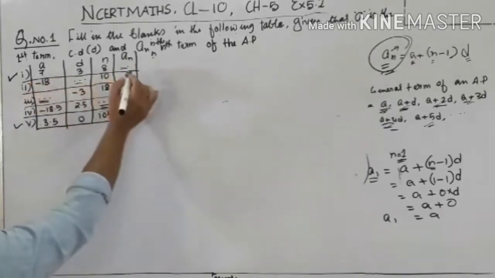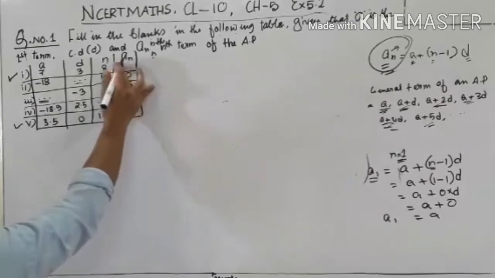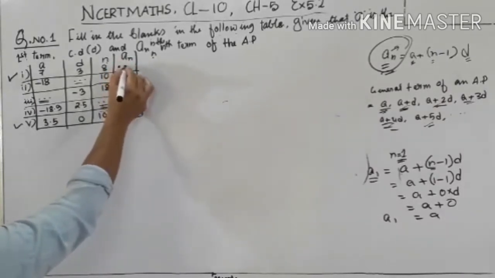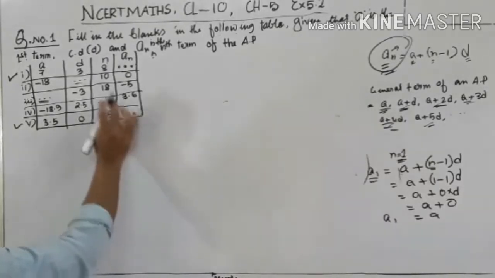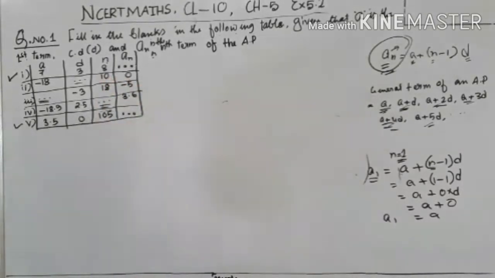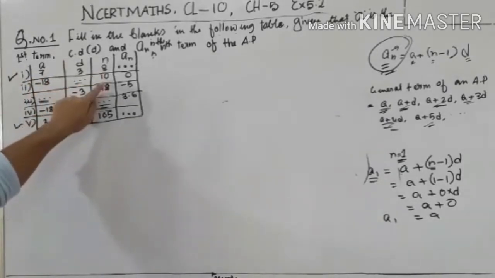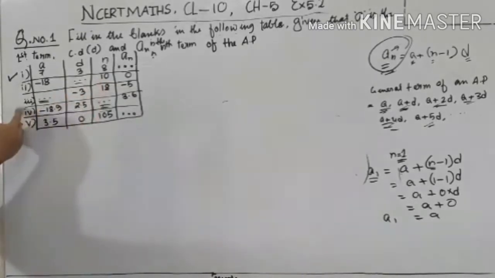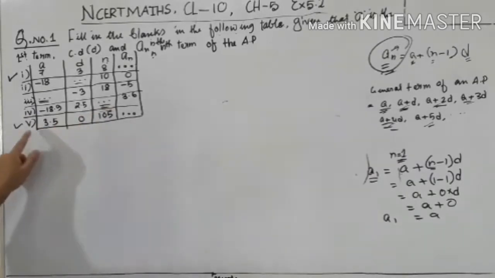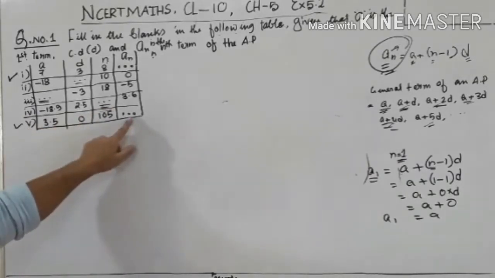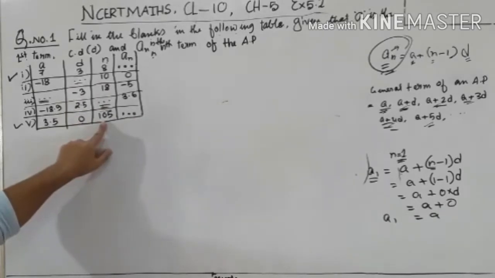So in the first condition, what is not given? The nth term is not given, so we have to find it. And here also the nth term, I mean the last term, is not given. How many terms are there here? Here 8 terms, here 10 terms. In Roman number 3, there are 18 terms. Roman number 4 is not given, we have to find that. And in Roman number 5, there are 105 terms.